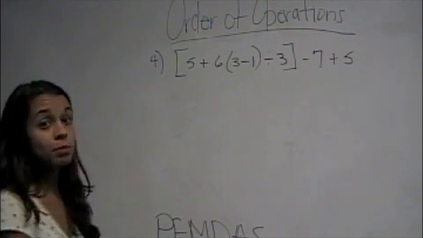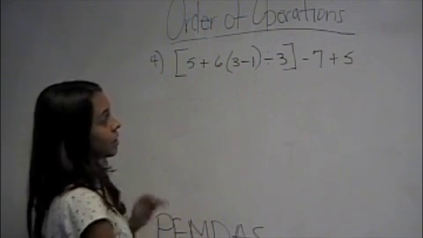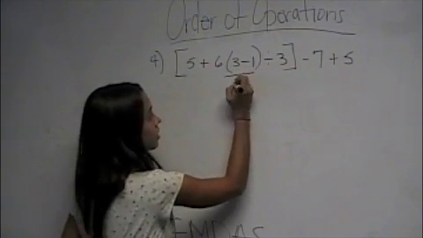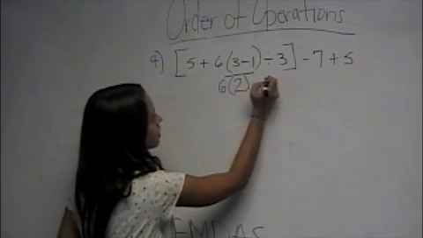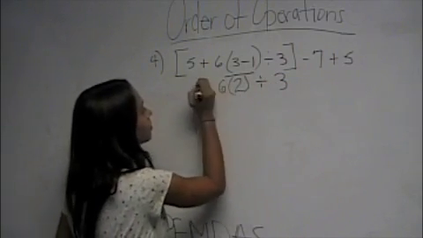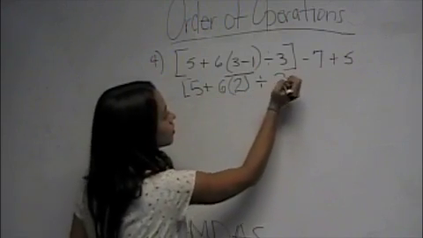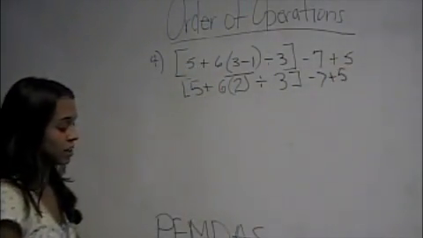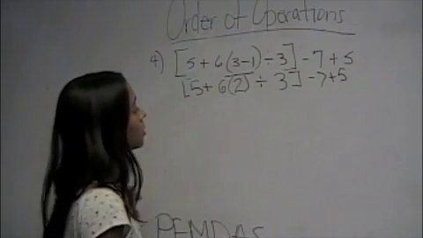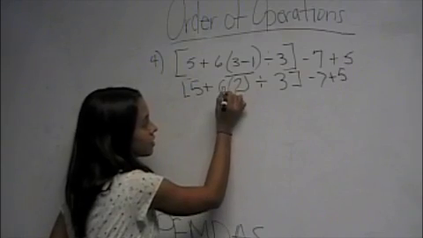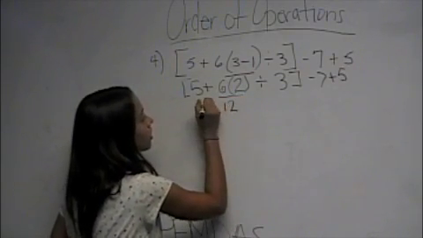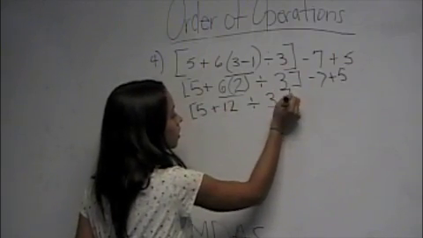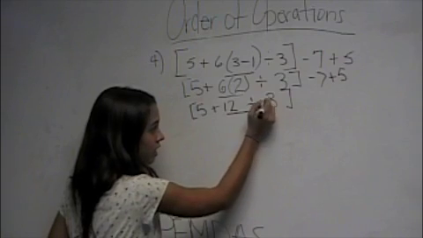All right, let's move on to problem 4. Let's start with parentheses, and we have 2 sets. Let's do our innermost first again. So we have 3 minus 1 is 2, and let's bring down the rest of the problem. All right, now we're going to use the rest of our order of operations inside our brackets. So we have multiplication first. 6 times 2 is 12. Bring down the rest of our problem. Next step, 12 divided by 3.